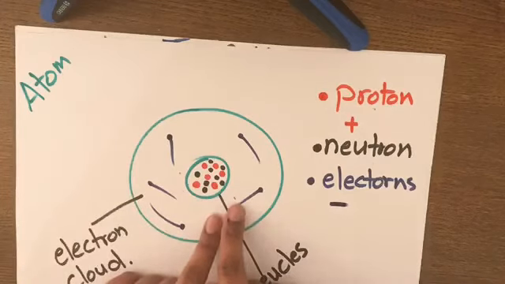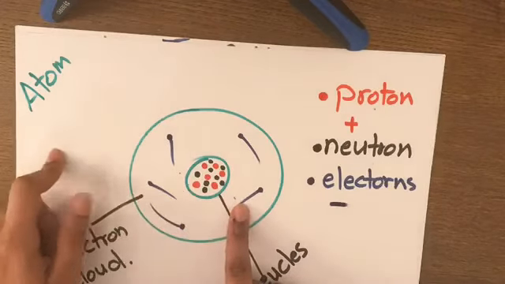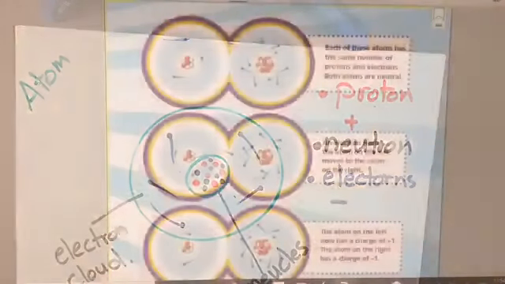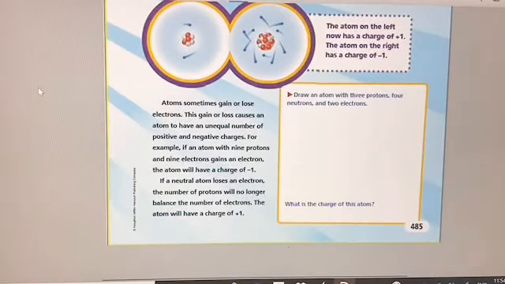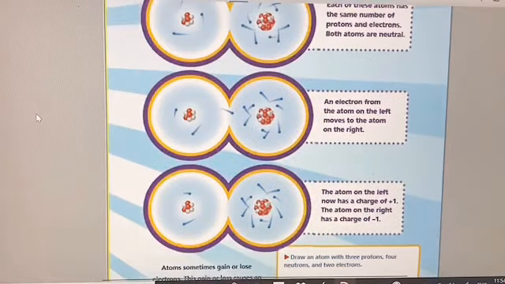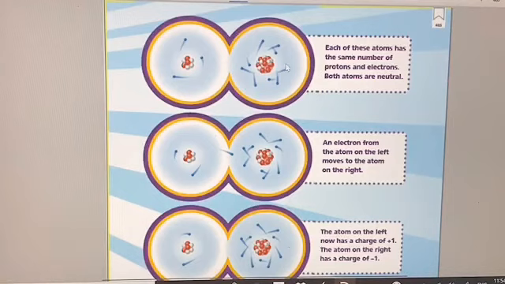So, electrons can move from one atom to another atom. Let's find out more about it. All right. Let's open your book to page 485. And let's take a look at these atoms. Now, each of these atoms has the same number of protons and electrons. So the same number of positive and negative particles.